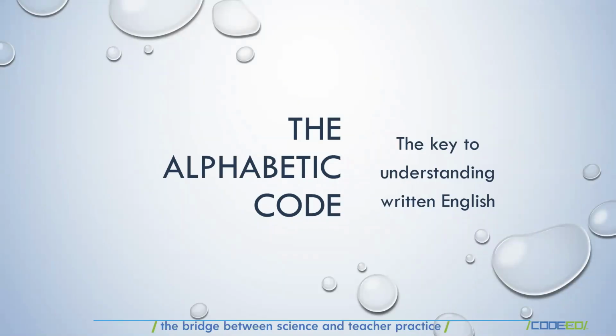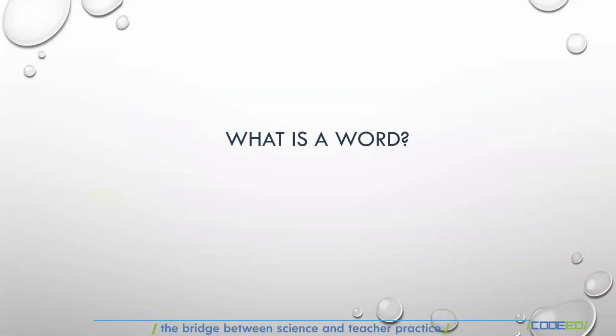So the first thing is we're talking about the alphabetic code, which is the key to understanding written English. And it's hard to explain how significant knowledge of this code is in terms of how it impacts on reading and spelling and writing. So I want to start by just asking you to think about this question. What is a word? If somebody asked you that question, how would you answer them? Just give it a moment's thought. And see what your description would include.